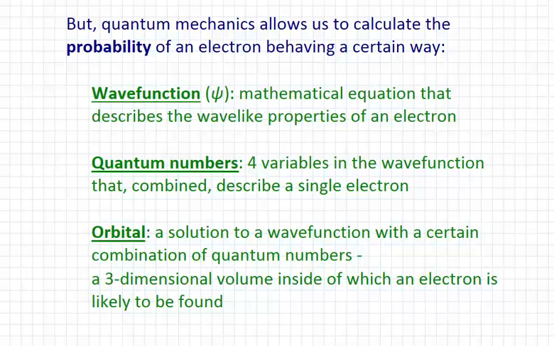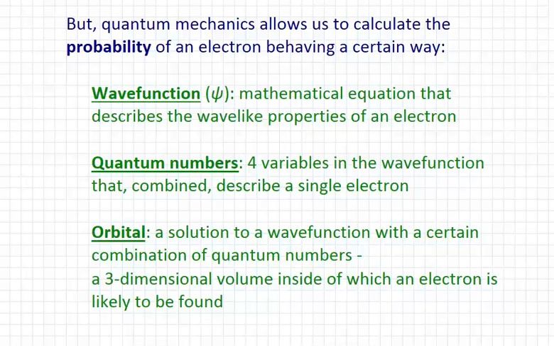And an orbital is a solution to a wave function with a certain combination of quantum numbers. So that equation will output the answer to that equation with particular quantum numbers inputted into it. That's an orbital. And what that solution actually looks like is a 3-dimensional volume. Okay? It could be a sphere, or it could be a more complicated shape. But essentially what that volume is telling us is that's the volume inside of which an electron is likely to be found by a certain probability.